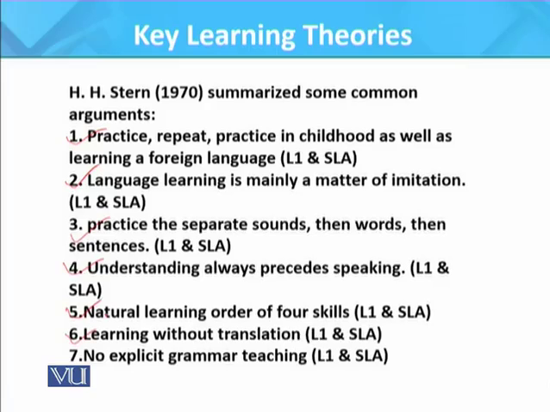Sixth is learning without translation. That is, you did not have to translate when you were small. If you were able to learn your language then without translation, you can very well learn the foreign language or the second language without translation as well. Seventh is no explicit grammar teaching. A child does not have explicit grammar teaching, yet he learns the language perfectly. So it is equally unnecessary to use grammatical conceptualization for a foreign language.